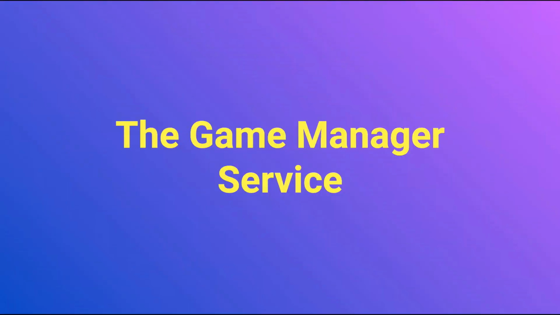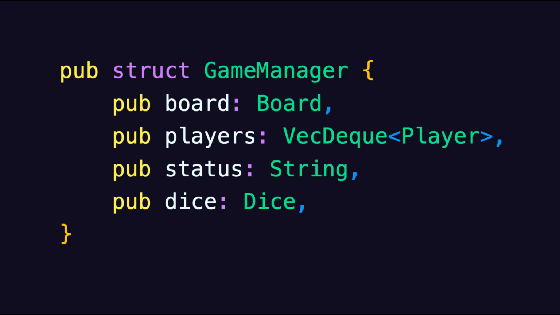This is how we are maintaining the game manager. It has the board, the list of players playing, which are maintained using a deck. We are using the deck to change the players' turns more easily, as you shall see later on. We also have the game status, if the game has started or completed. And finally, we have the dice used in the game.